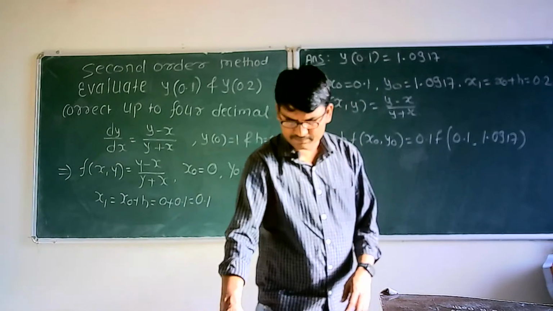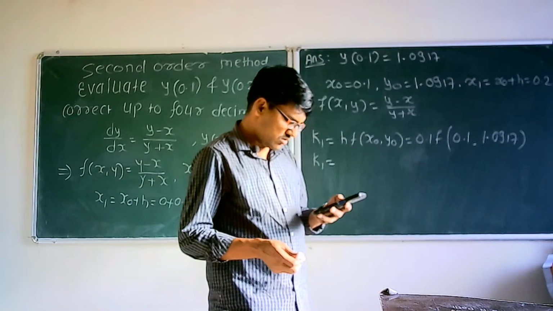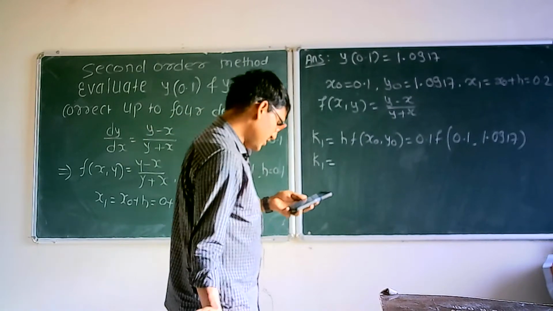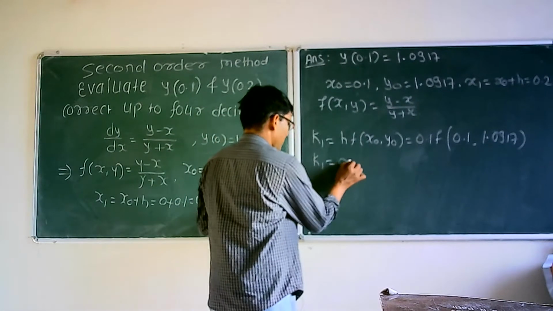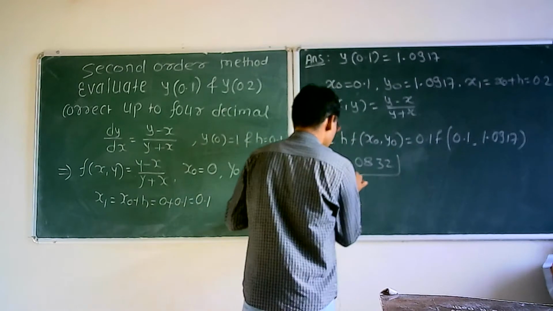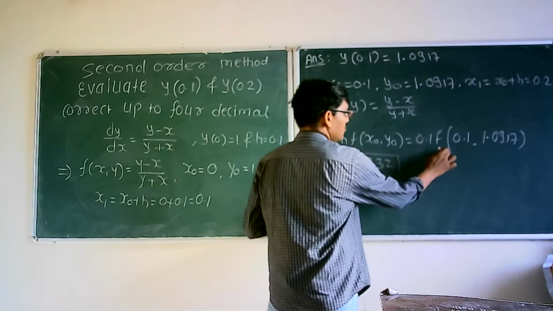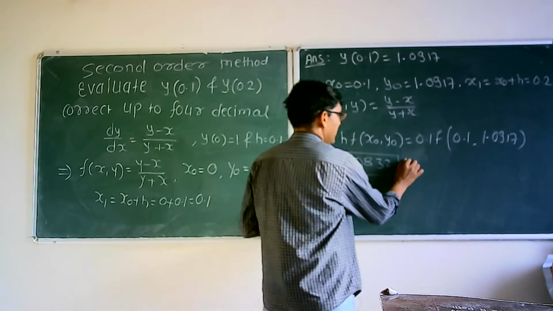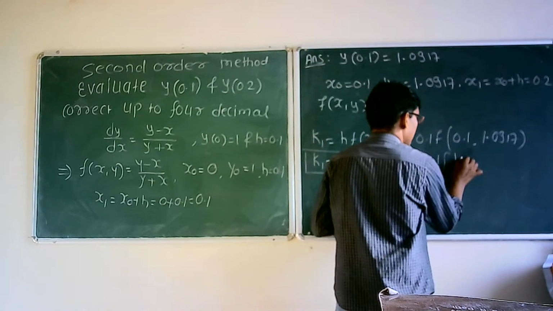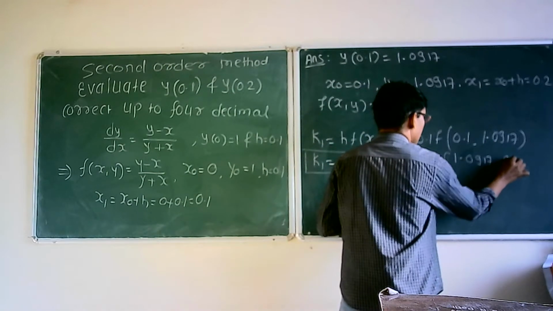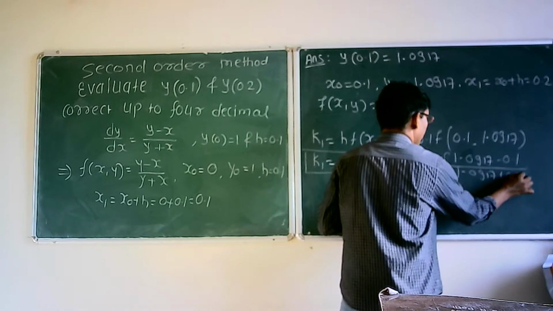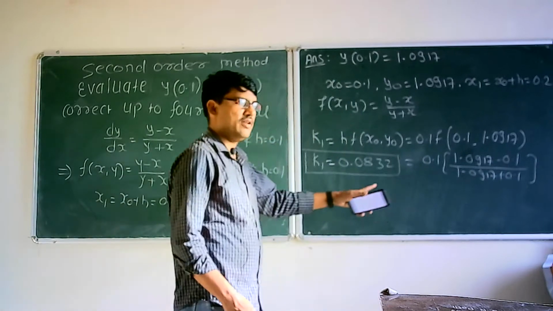K1 is equal to 0.0832. This is the value of K1. How to evaluate this? It is equal to 0.1 times (y minus x), so (1.0917 minus 0.1) divided by (1.0917 plus 0.1). If we do this calculation, you will get the value of K1.